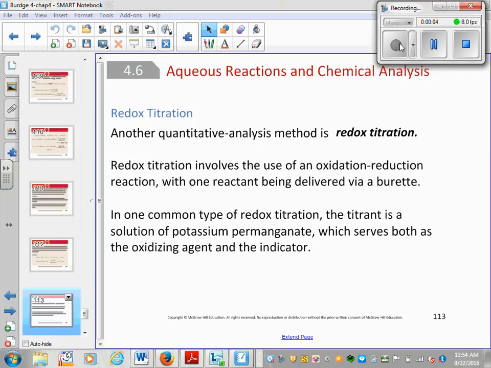Okay, finishing up chapter 4. We talked about acid-base titration. We can also do a redox titration. Remember redox: oxidation, reduction, oxidation.